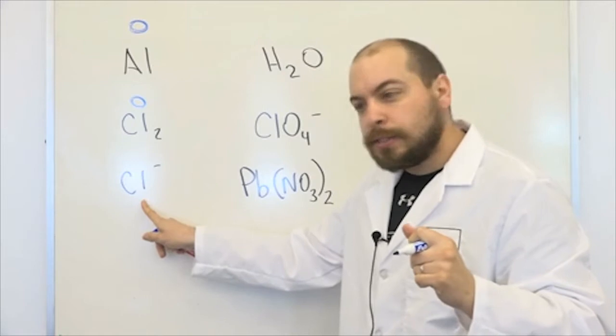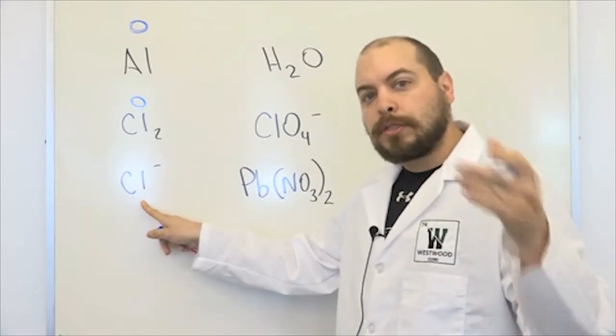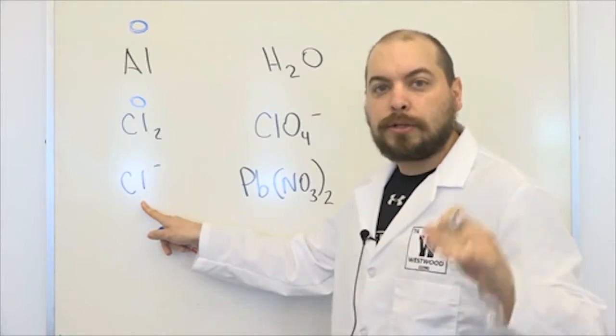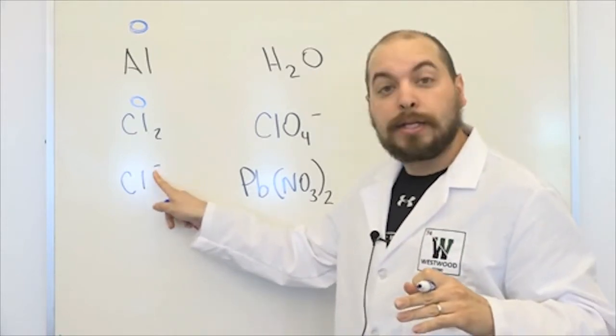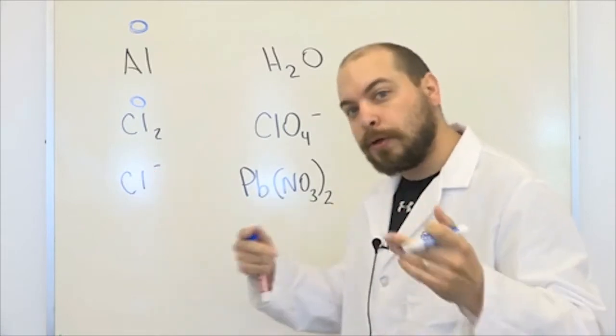However, in this case, chlorine is in its ionic form. Now, remember, the sum of oxidation numbers is going to add to the total charge. Well, the charge of this chlorine ion is -1. Therefore, the oxidation number of this chlorine ion is also -1.